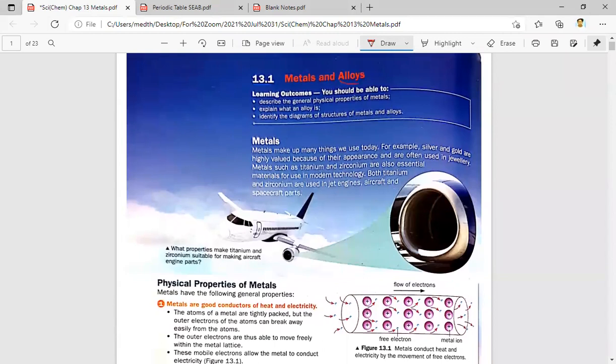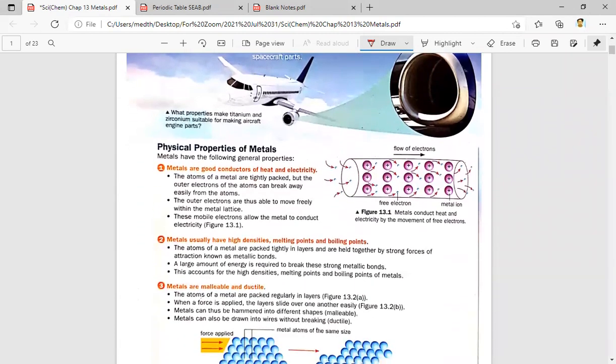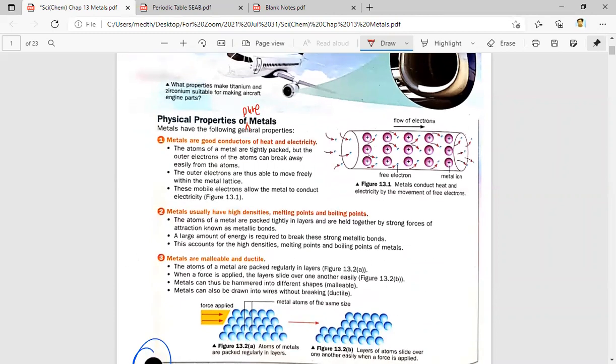Before we can talk about alloys, we need to understand what the general properties of pure metals are. Some of the physical properties of, I use the word pure metal instead of just metals. First, metals are good conductors of heat and electricity. Take note of this: heat and electricity come together as a pair. Please don't just write down good conductor of heat or good conductor of electricity. Make sure you have both of them. This is the first general property of metals.